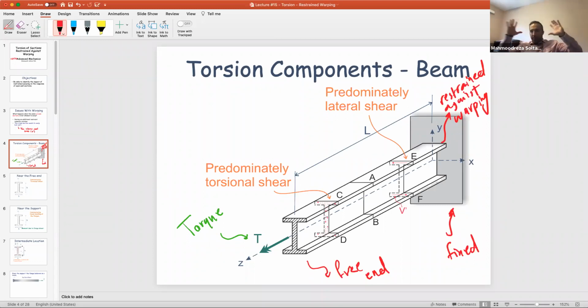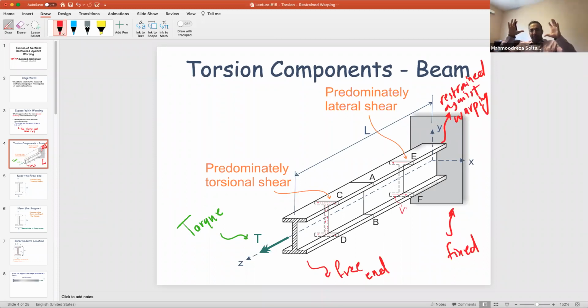Again, think about it. This is the fixed end. This is the free end. I rotate my system, I twist my system from the free end. At this fixed end, my cross section wants to be different in shape, but you are not allowing that. This resistance against this motion, this restraint against the warping, causes development of normal stress at your fixed end.